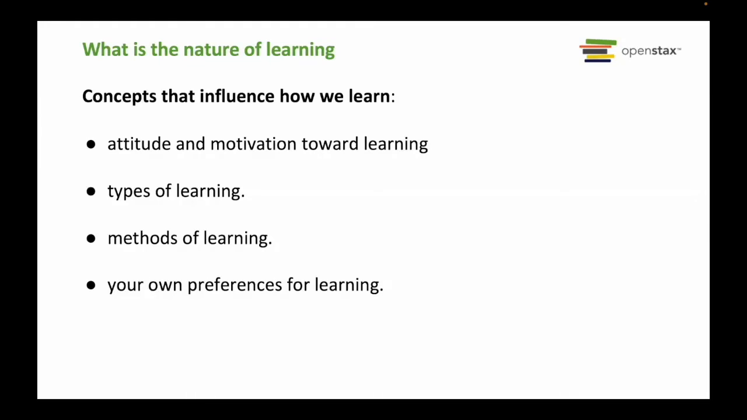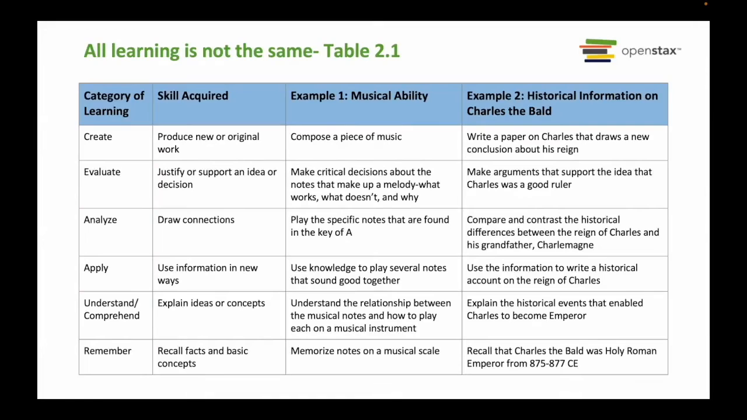What is the nature of learning? Concepts that influence how we learn: attitude and motivation toward learning, types of learning, methods of learning, and your own preferences for learning. All learning is not the same though. Let's take a look at Table 2.1. We're going to go over a category of learning, the skill acquired, and example 1 and example 2.